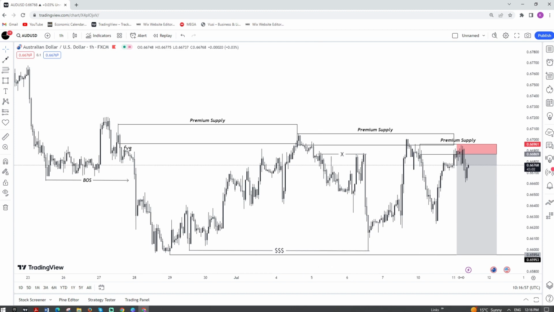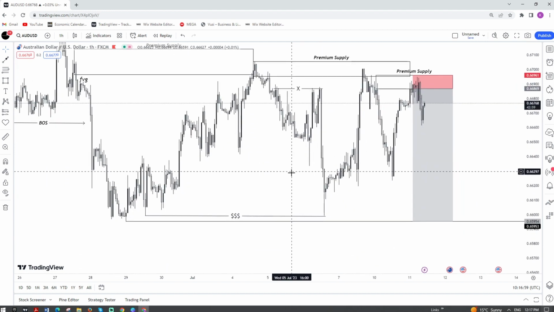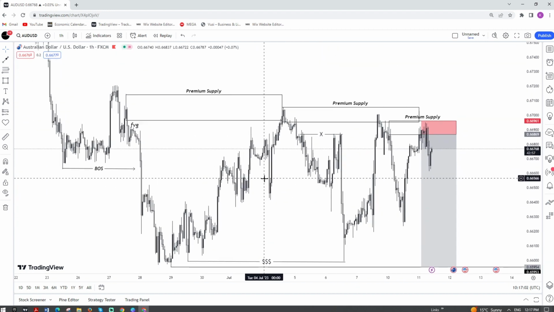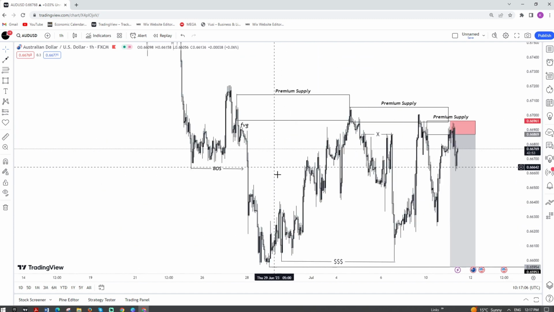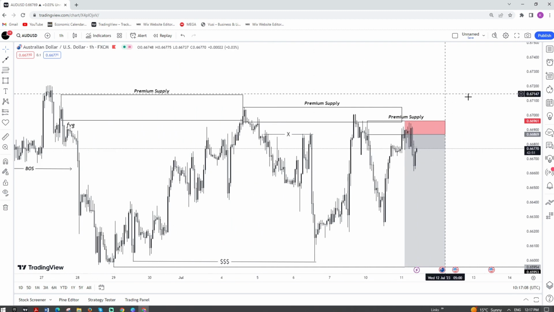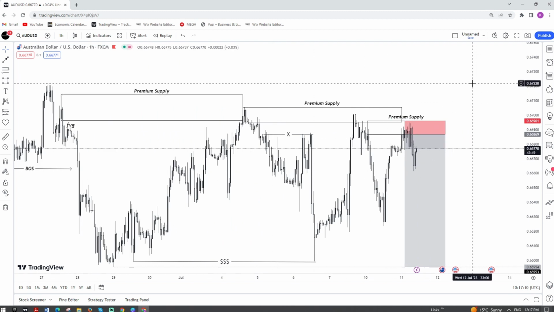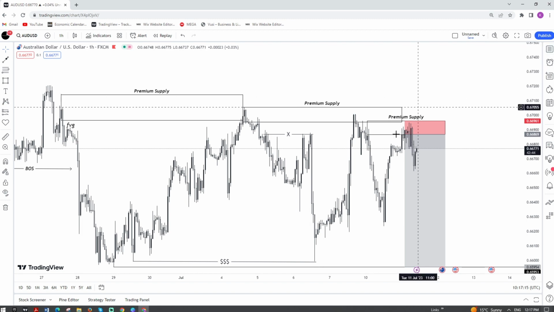Today we're going to be doing a weekly market analysis. We're going to be looking at a few currency pairs, and then we're going to be looking to take some opportunities that the market gives us for this week. So yeah guys, let's dive into the market and see if we can take some opportunities.